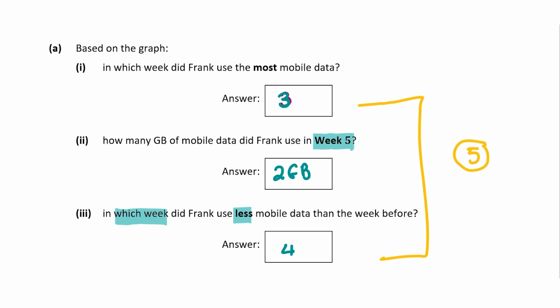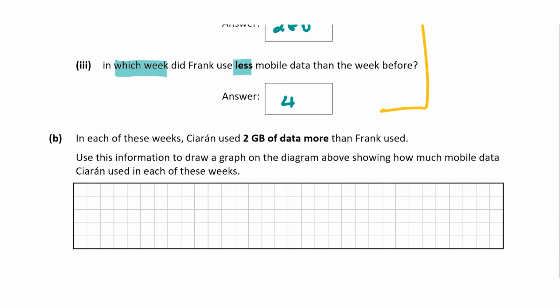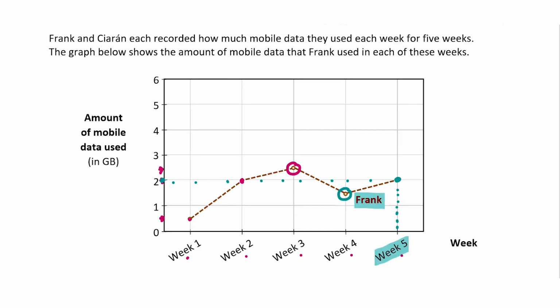So let's now move on to part B. Part B tells us that in each of these weeks, Kieran used 2 gigabytes of data more than Frank used. And we're asked to use this information to draw a graph on the diagram above showing how much mobile data Kieran used in each of these weeks. So he used 2 gigabytes more data than Frank every week. Let's now draw this on the graph as we're asked. I'm going to use my purple pen for this.